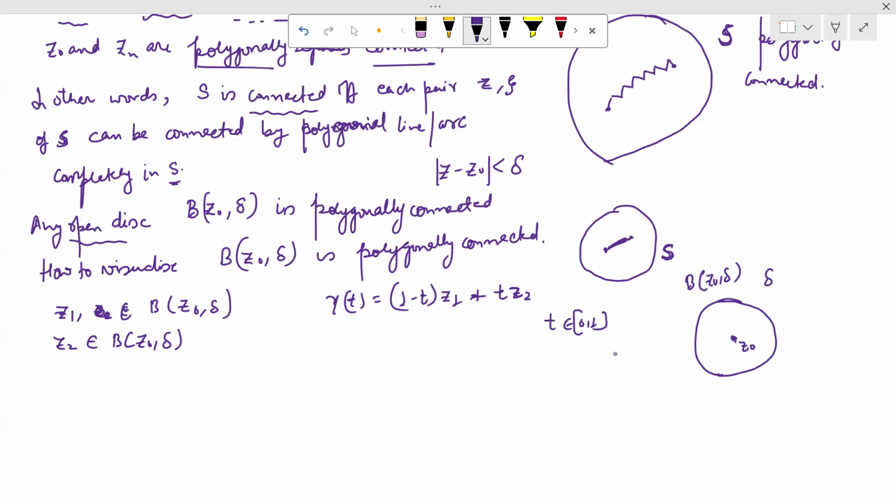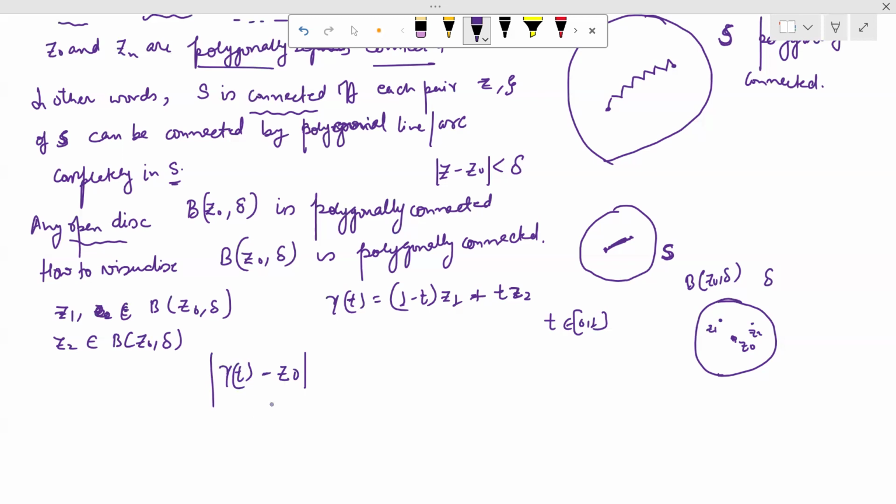Now, if I want to consider any line, what I'll do? If any line is contained inside this particular disk, how to understand that? I'll simply take the distance from z0. So the distance of any line segment from z0, I can write this way: modulus of gamma t minus z0. And z1 and z2 are any points inside it. Is that clear? I'm trying to estimate this.